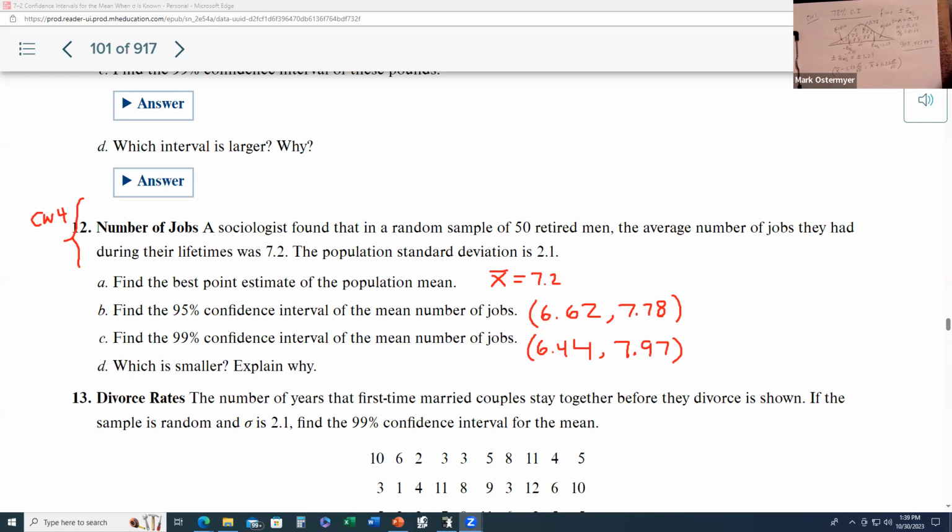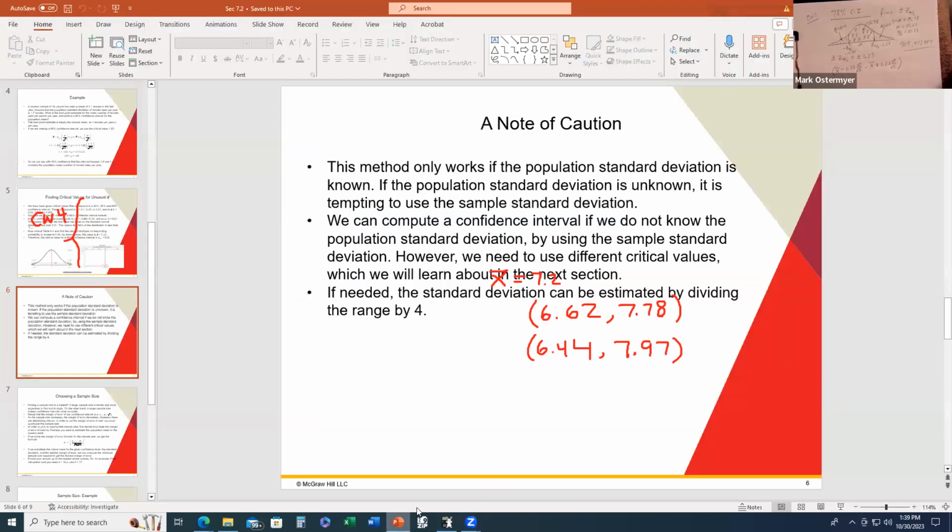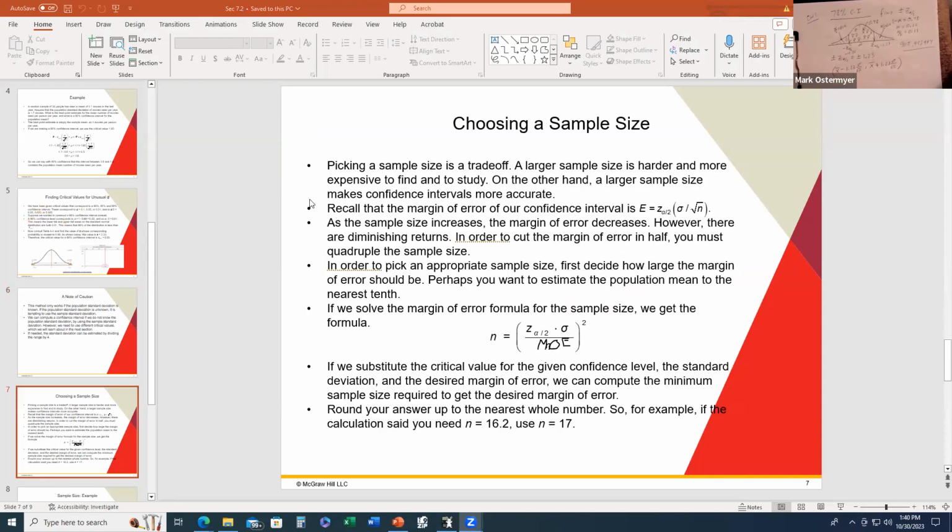All right. Now we're going to wrap up today's lecture by looking at the last aspect of this section, and that's called a sample size problem. Picking a sample size is a trade-off. We found out that a larger sample size is harder and more expensive to find and to study. On the other hand, a large sample size makes confidence intervals more accurate.